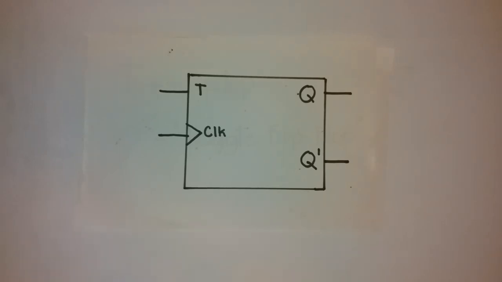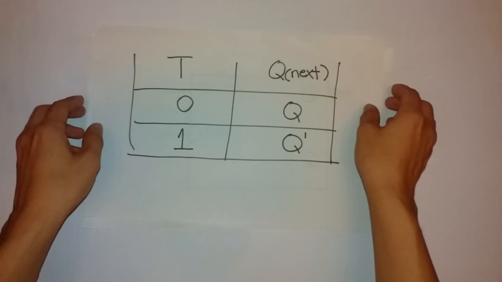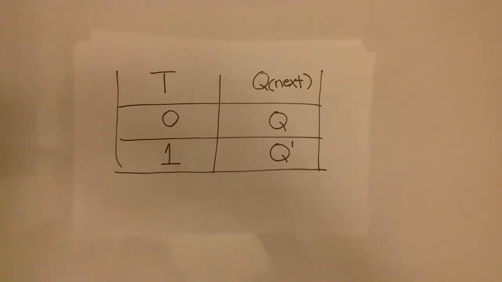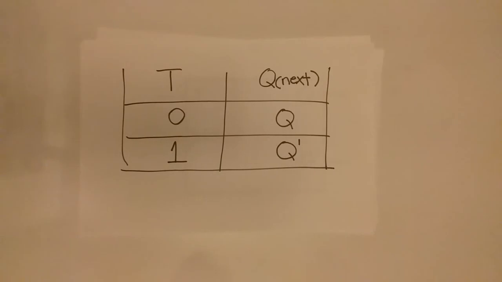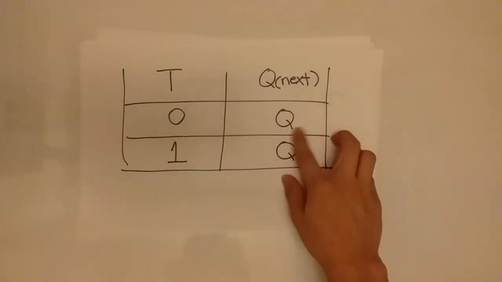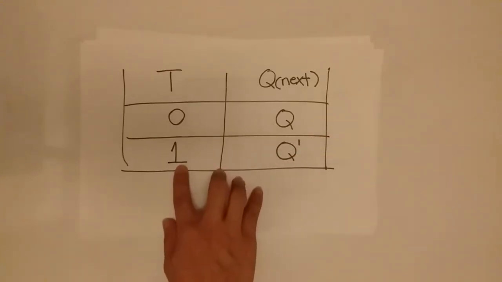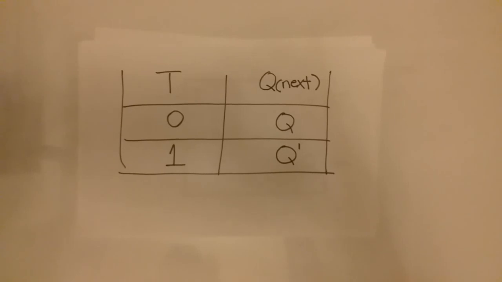Let's have here the characteristic table of the T flip-flop. So, as you can see, when T is equal to 0, our Q next is equal to Q. When our T is equal to 1, our Q next is equal to Q prime.